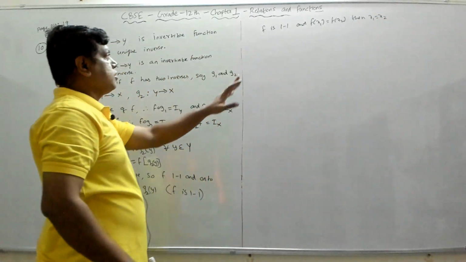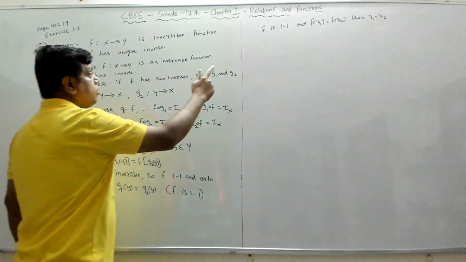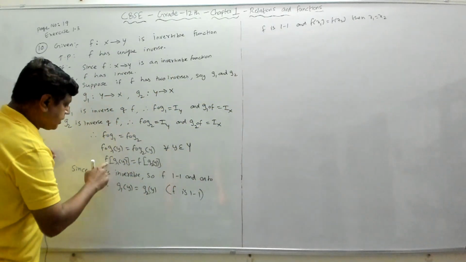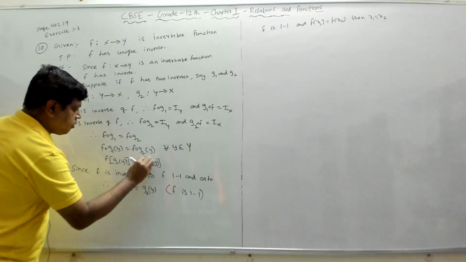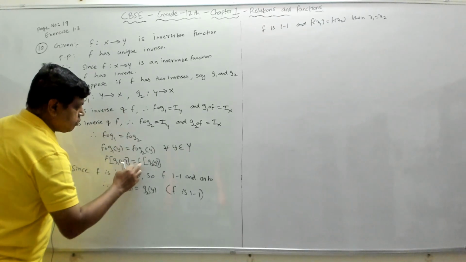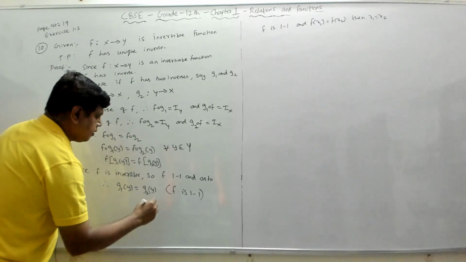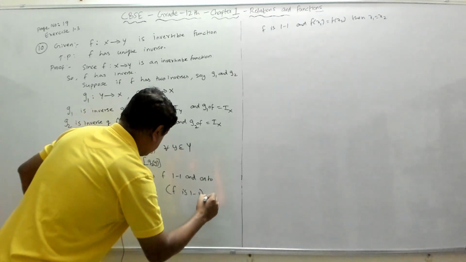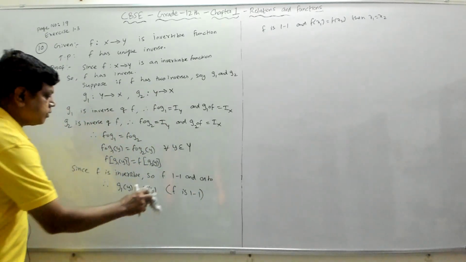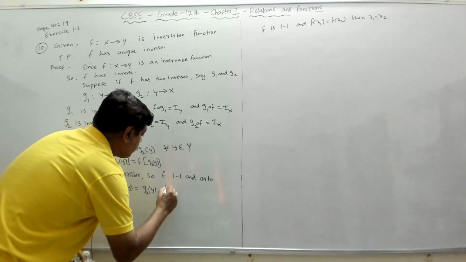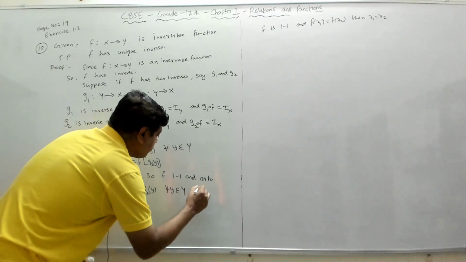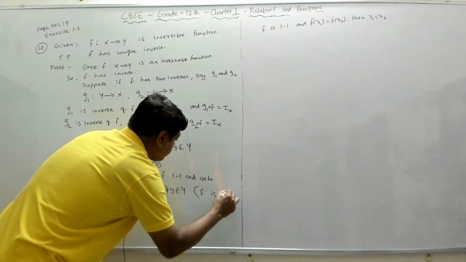Then we can say this is always true. f is a 1 to 1 function, so you treat this as f of x1 equal to f of x2. When f of x1 equal to f of x2, x1 equal to x2. And this is true for every y. Right? So this is true for every y belonging to set Y, because f is 1 to 1.